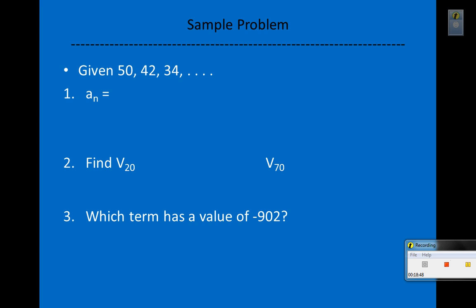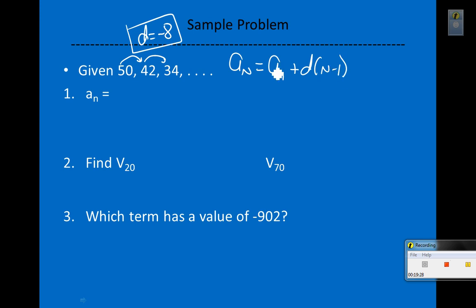So here goes my next one: 50, 42, 34. Hey, notice, is it arithmetic? And the answer is yes, because I'm going down by 8. So in this case, my d value is negative 8. Be careful when your d value is negative. So it looks like this now. A sub n equal a sub 1 plus d times n minus 1.